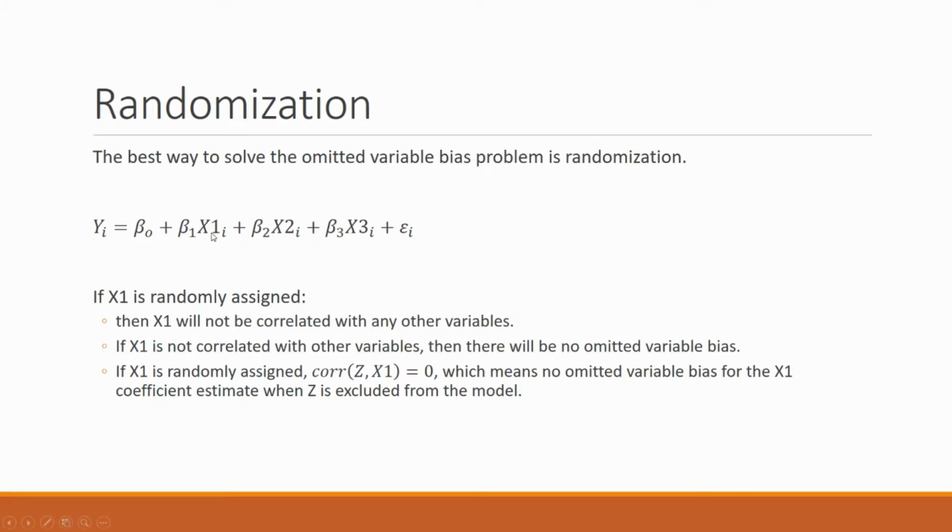So if x1 is randomly assigned, then it's going to be uncorrelated with all the other variables, including variables that are missing from the model, including z, which is missing from the model. And if it's not correlated with z, then there will be no bias in our estimates of beta 1, even when z is excluded from the model. So randomly assigning the variable of interest solves the omitted variable bias problem, because if it's randomly assigned, it's not correlated with the missing variable.